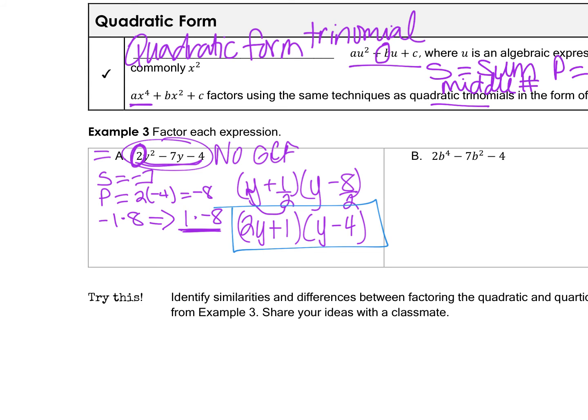Okay, so always check for a greatest common factor first. If they don't have anything, then you're checking to see how many terms you have. 2 terms: today we were checking for difference of squares. 3 terms, we're always using sum and product.